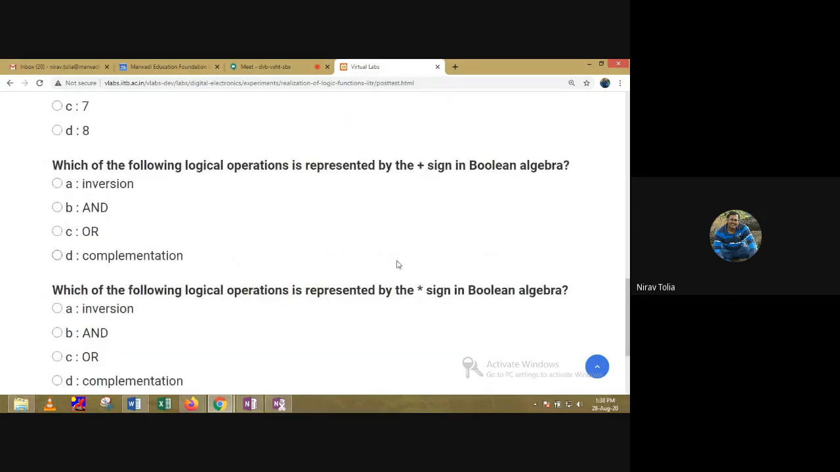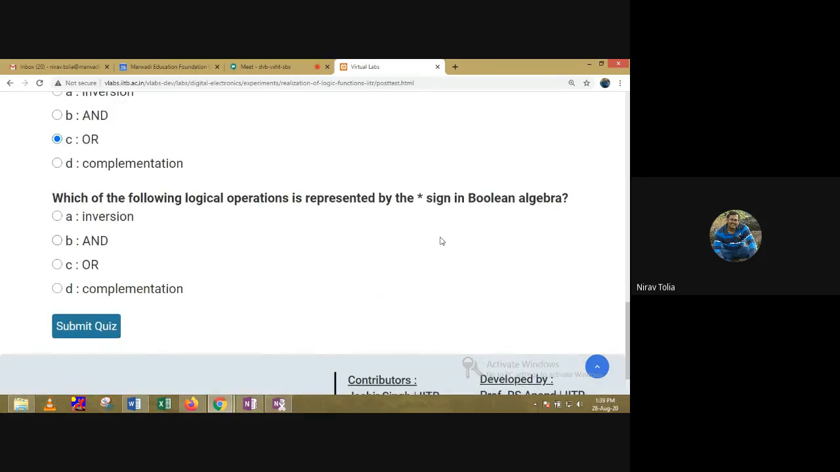Now, which of the following logic operations is represented by the positive sign in Boolean algebra? Inversion, AND, OR or complementation. Okay, Rajesh, Anand, now they are giving the answer. Okay, it's C, the OR function.